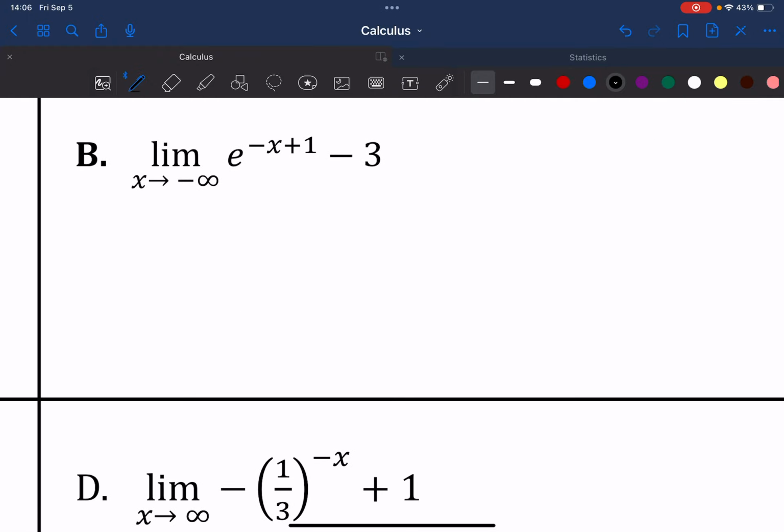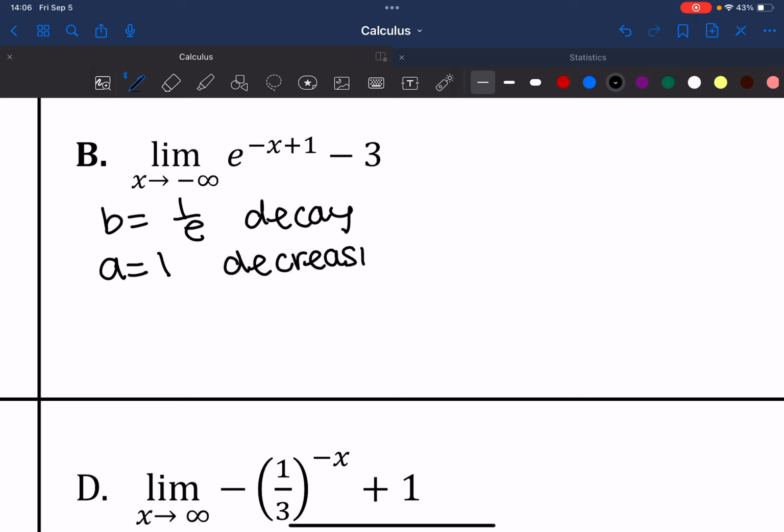Okay, for this one, I have my b value to be 1/e, which means it's a decay. And then my a is 1, so since it is positive, and I know this is decreasing, and since it's approaching negative infinity but decreasing, that tells me I'm going to do the opposite. My limit is going to be increasing.